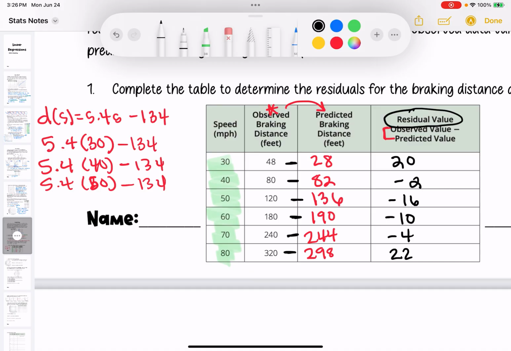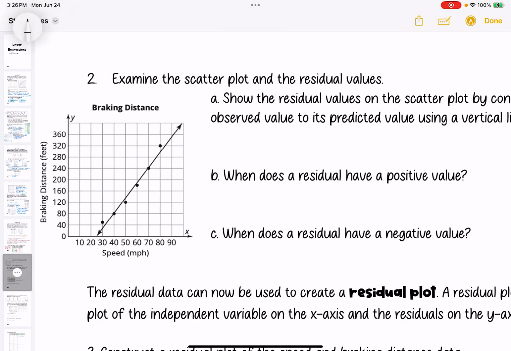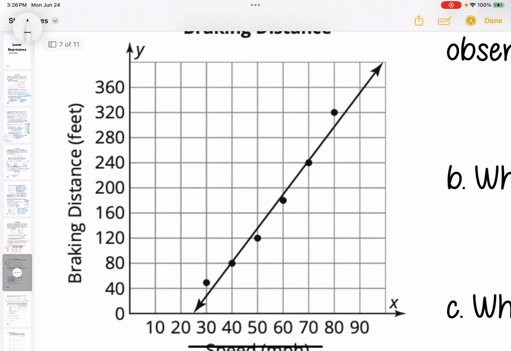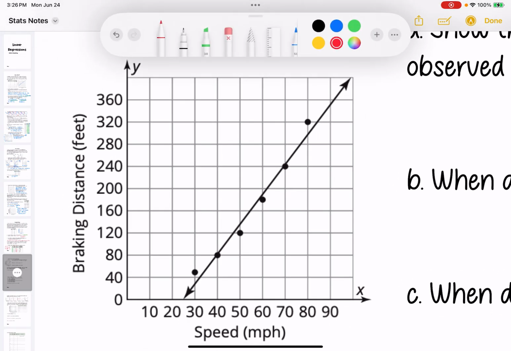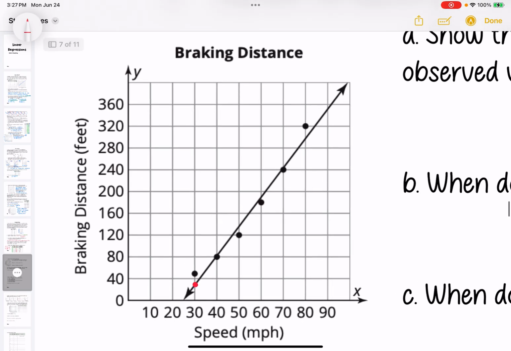All right, let's flip over to the next page. We want to examine the scatter plot and the residuals. A says, show the residual value on the scatter plot by connecting each observed value to its predicted value using a vertical line segment. For the first point, our observed value was 48, but the predicted value was 28. So 28 would be right here.